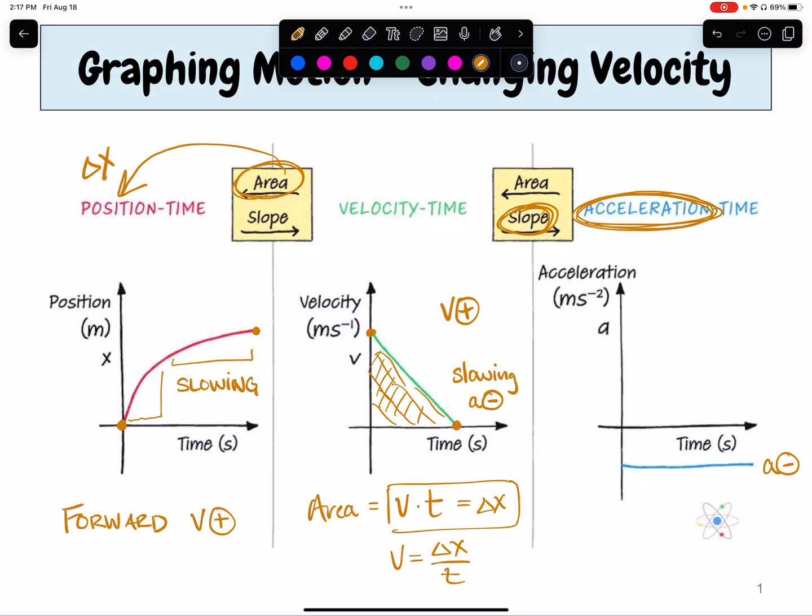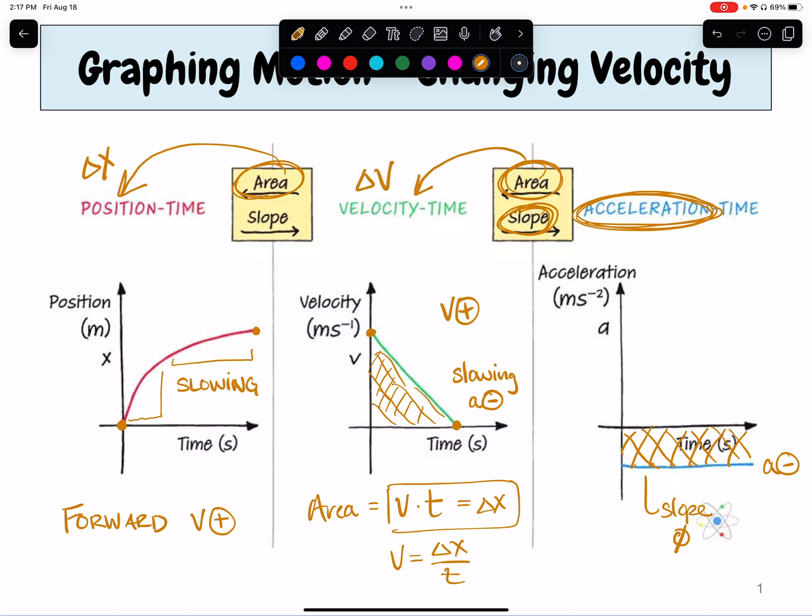Now if I go look at my acceleration plot, this is a straight line, and the slope here is 0. So we're not going to use the slope here for anything. But I can determine the area underneath this curve, and that area value is going to tell me the change in velocity.